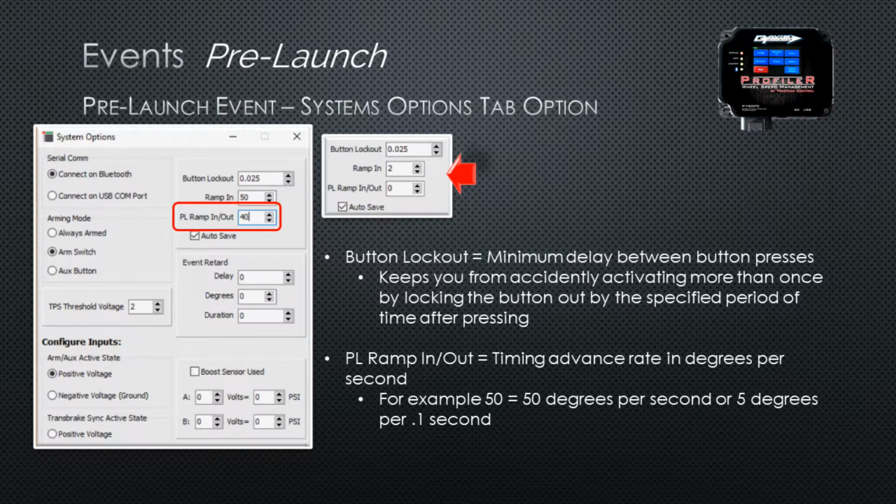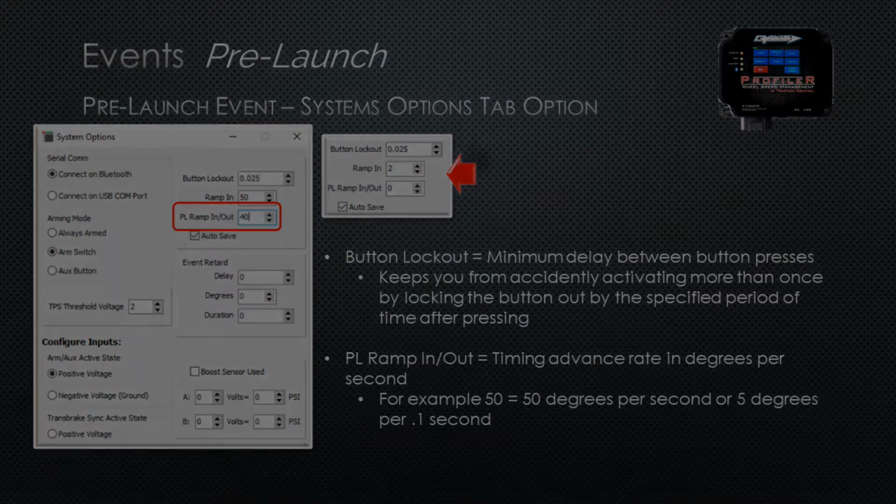Another item that's right above that is called button lockout. If you're using a button to trigger this event, you set the lockout time in the window as shown. That keeps you from accidentally activating that event more than once by locking out the button for the time period that you have entered in the window.